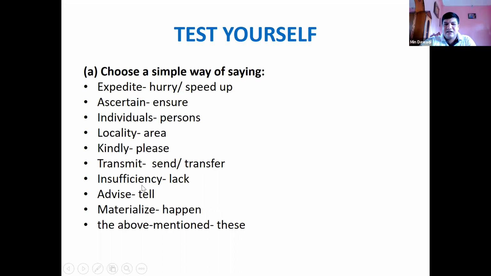Insufficiency. There is an insufficiency of goods. There is a lack of goods. Lack, you can say. Advise. Instead of advise, you can just say tell. So advise me ko sata tell me ni bhane ni hunda rahechha.